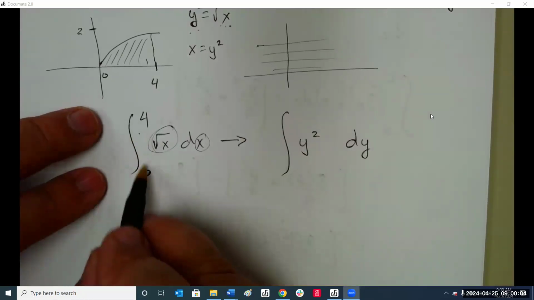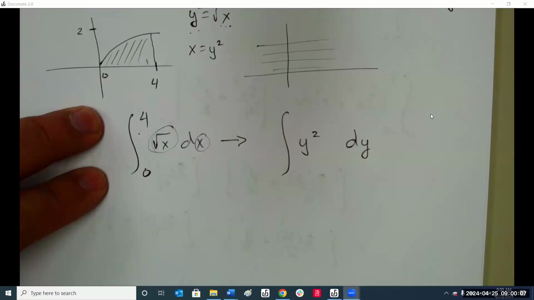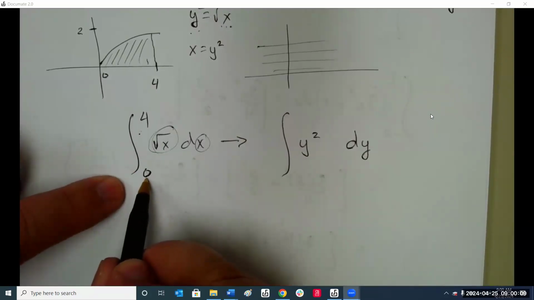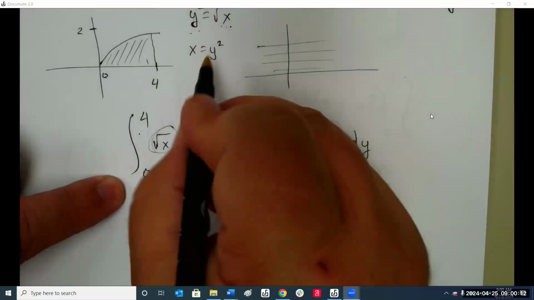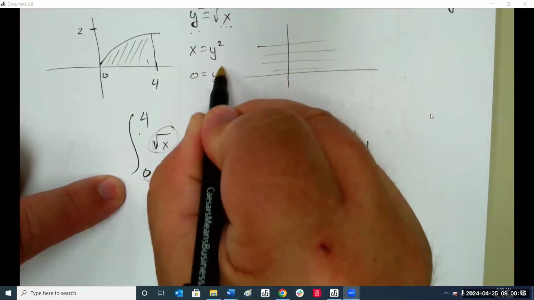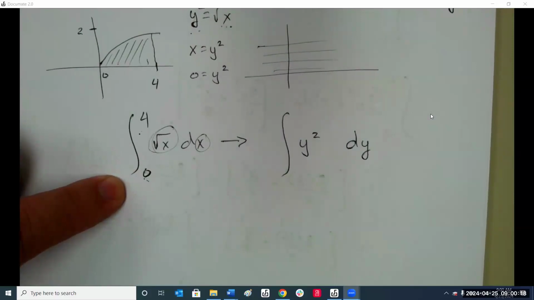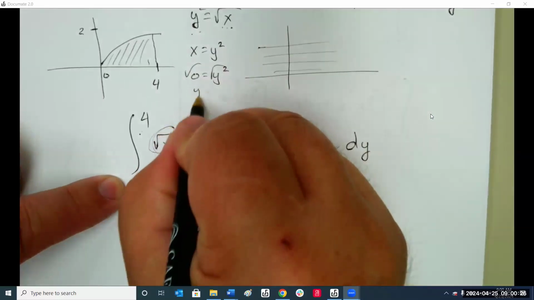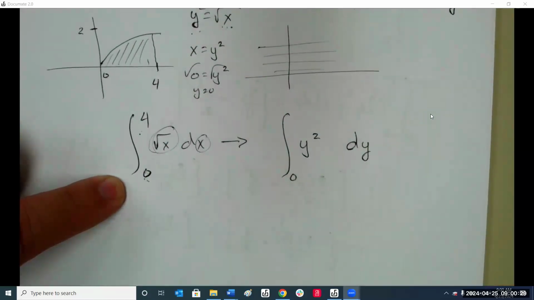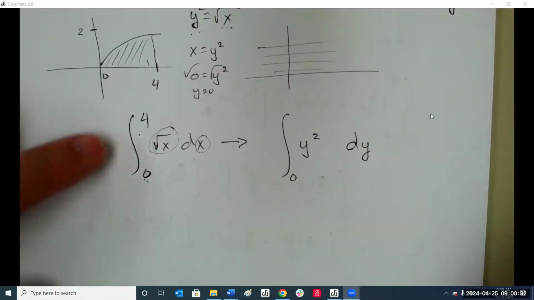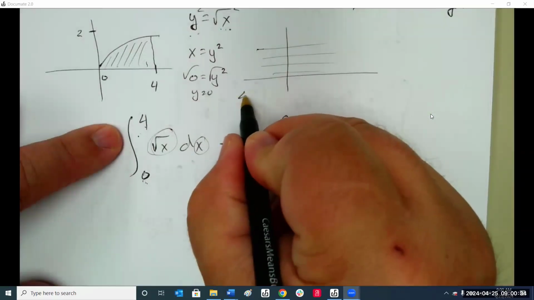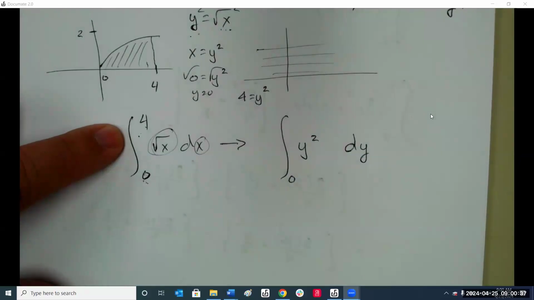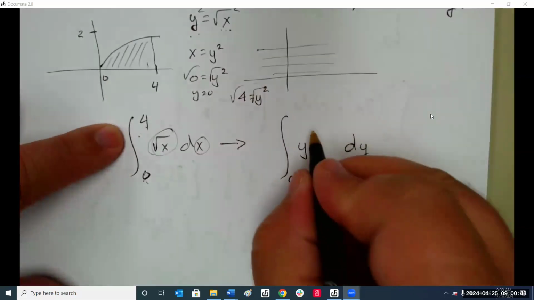Now, let's look at the bounds of integration. These used to be my x values. So at what point does y squared equal 0? Square root both sides, so it equals 0. Where does our function y squared equal 4? Square root both sides, you get 2.